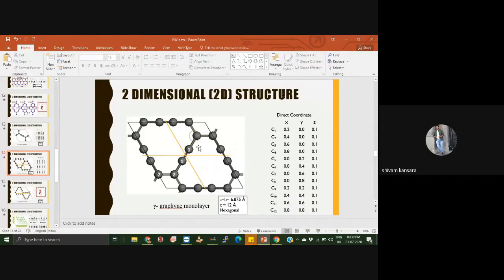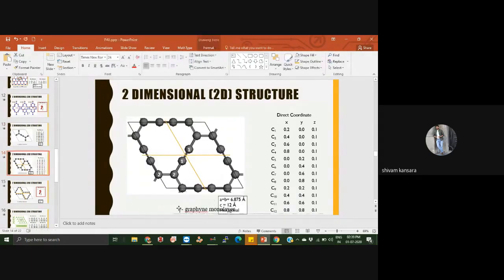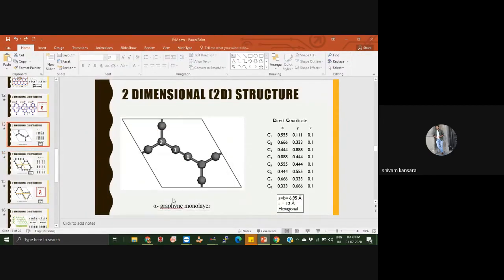Okay, so how to make the structure, this is the basic idea. How to visualize the structure, how to make it. This one is alpha graphene, gamma graphene monolayer. Now this is alpha monolayer, graphene monolayer.